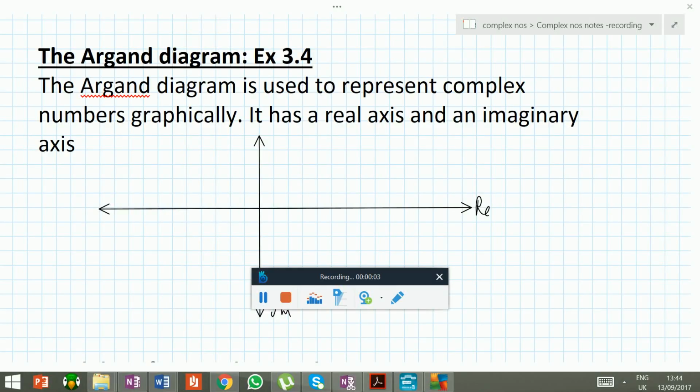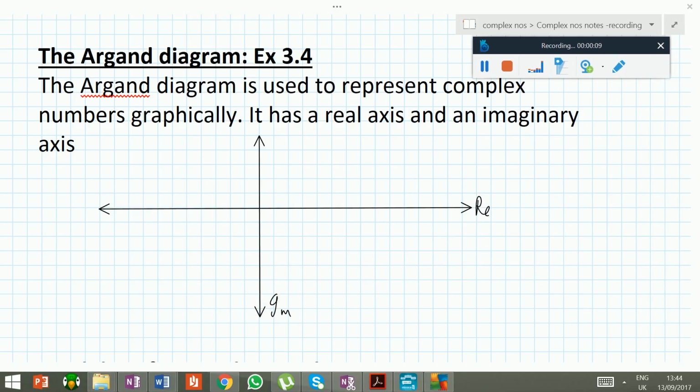Okay, we're moving on to exercise 3.4, and in this exercise we're looking to represent complex numbers on a graph or axis, if you like. And the graph that we use to represent complex numbers is called the Argand diagram. Now the Argand diagram has a real axis, which you've seen so far to be the x-axis, and an imaginary axis, which is the y-axis.